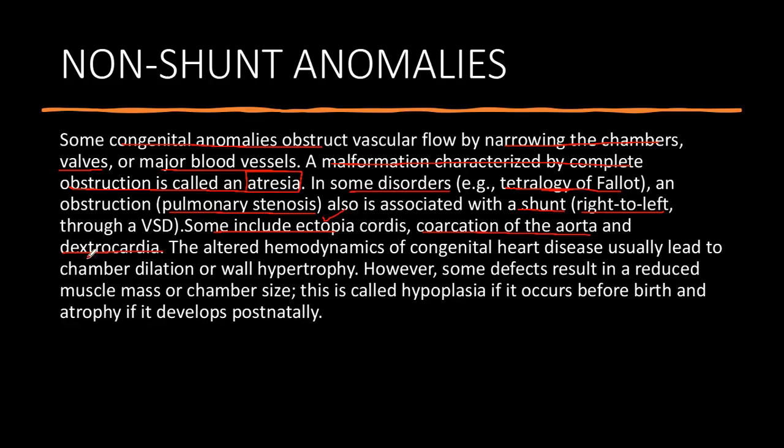Dextro means to the right, so the apex of the heart is located towards the right side. Now, the altered hemodynamics of congenital heart disease usually lead to chamber dilation or wall hypertrophy. However, some defects may result in reduced muscle mass or chamber size. And if this happens intrauterine, that is known as hypoplasia. But if it happens postnatally, it is known as atrophy.